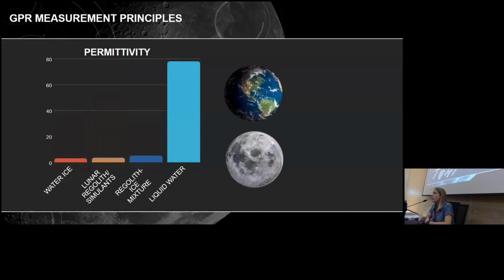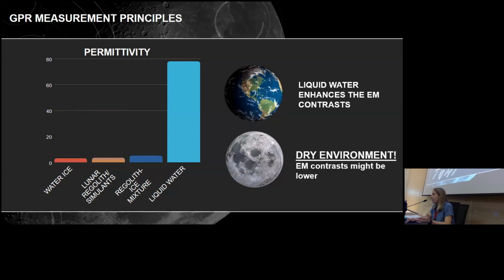So now, if we compare the Earth and Moon environment, we clearly see a very big difference. The presence of liquid water on Earth in the subsurface enhances the electromagnetic contrast, making it easier to detect targets buried at depth. While on the moon, since we have a very dry environment, the electromagnetic contrast might be even lower. So in case we want to apply the GPR methodology on the moon, we have to take this fact into account.